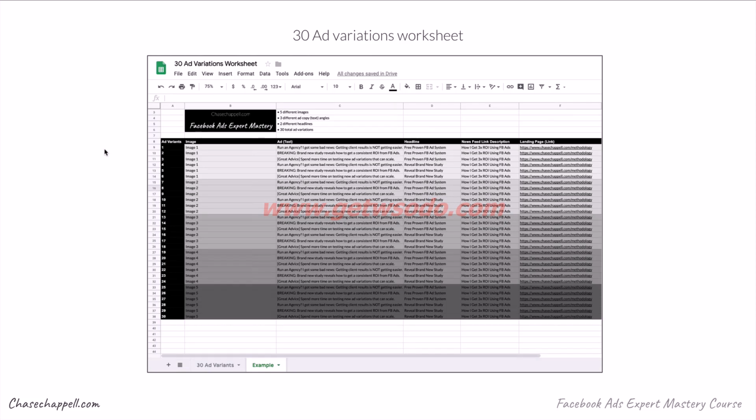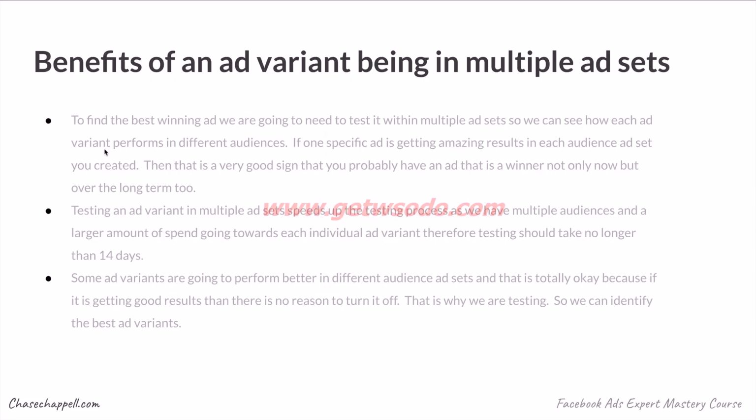All right, so now once you complete the 30 ad variants worksheet, make sure to watch the video on how to implement your 30 ad variants into each ad set below. Now we're going to cover the benefits of having one ad variant being tested in multiple ad sets. So to start off, to find the best winning ad, we're going to need to test it within multiple ad sets, so we can see how each ad variant performs in different audiences.